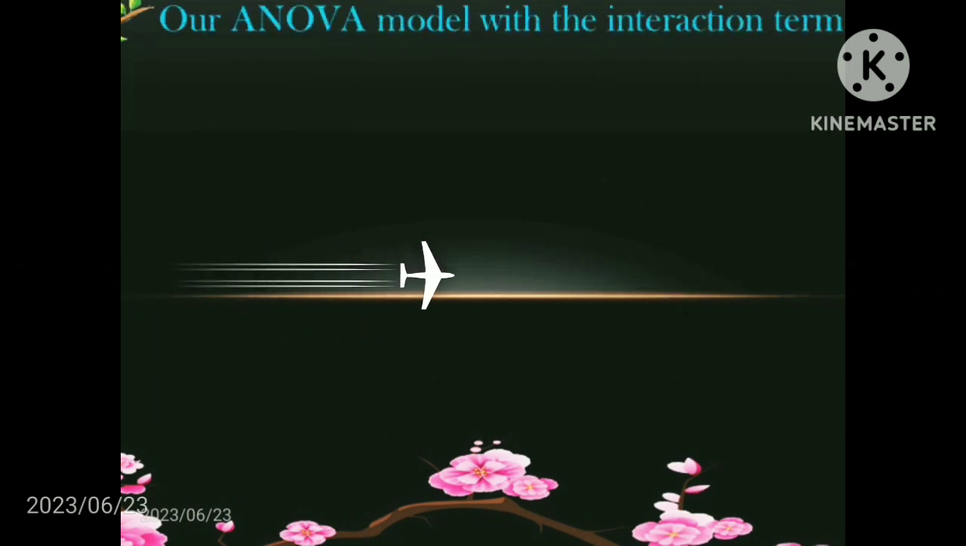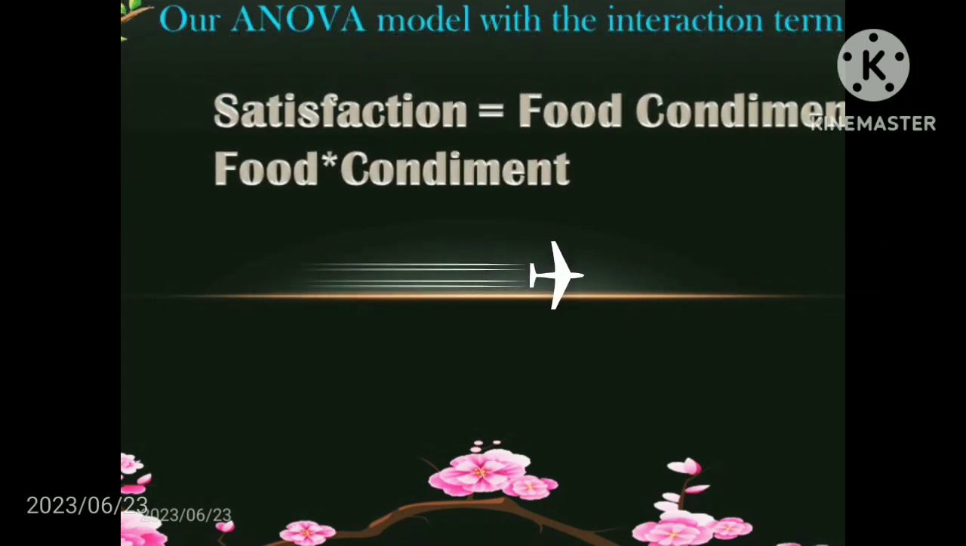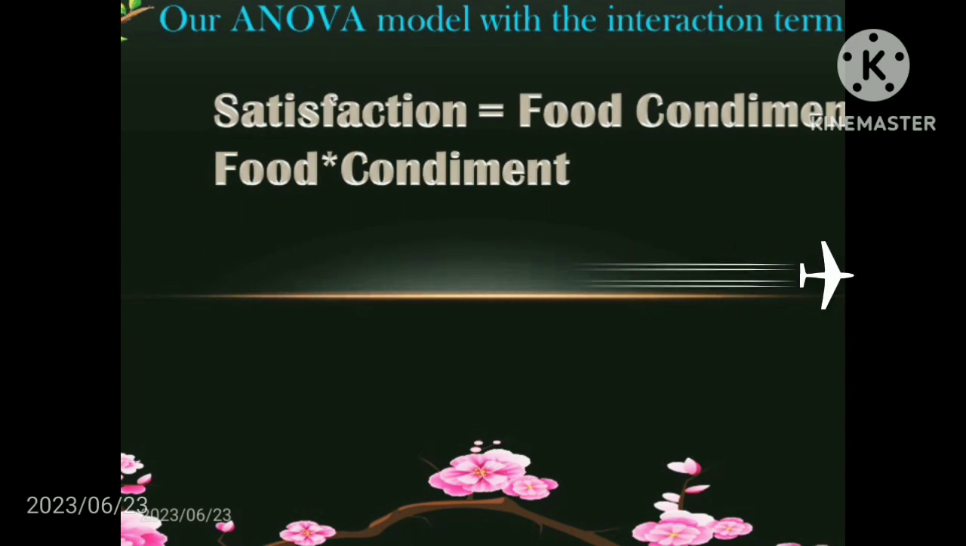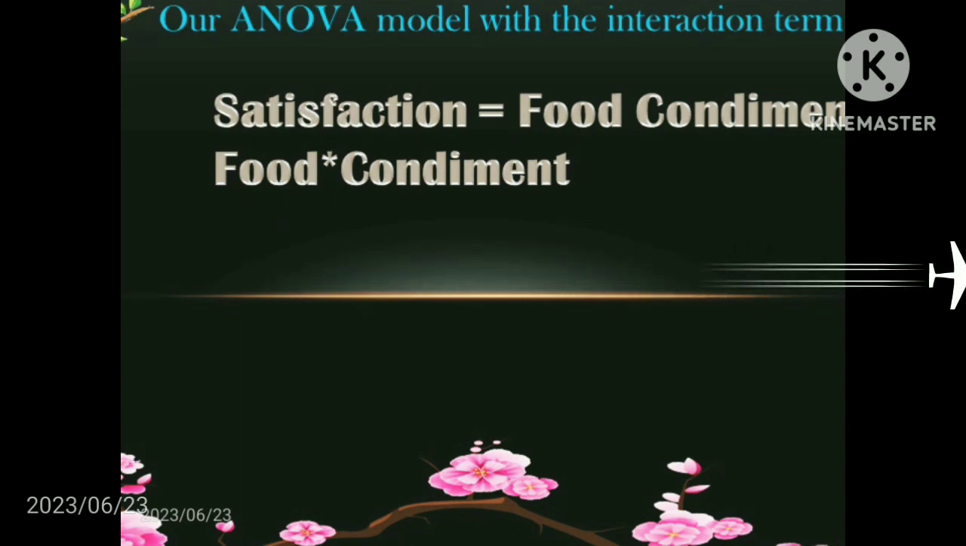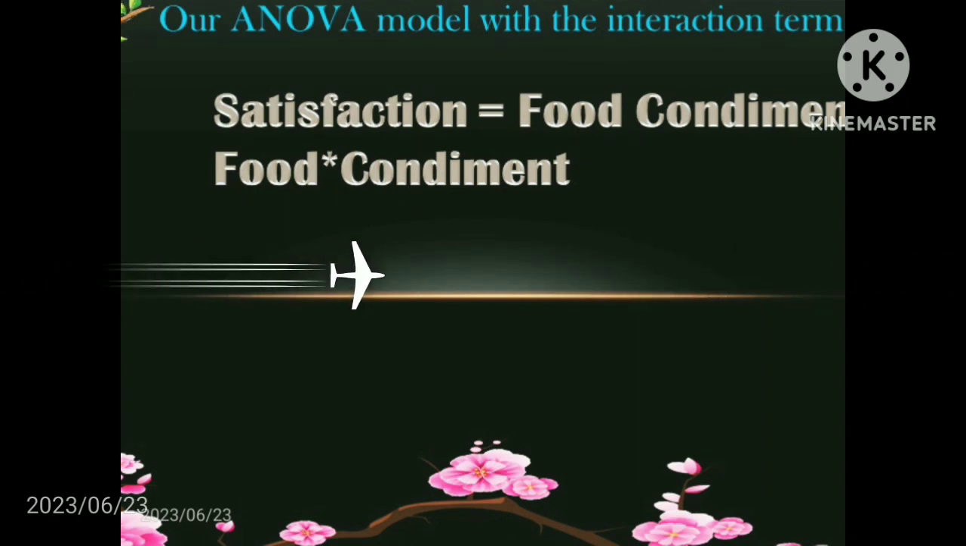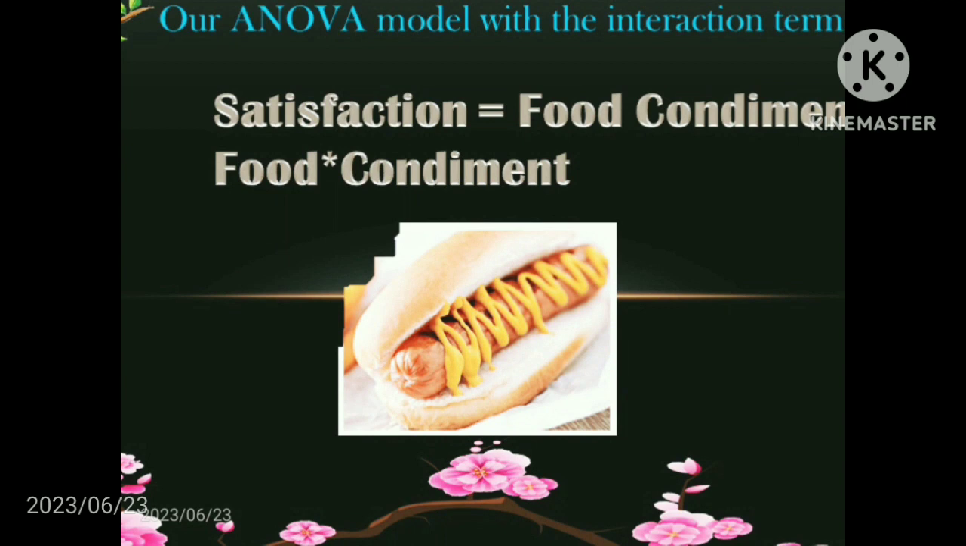Our ANOVA model with the interaction term is satisfaction equals food, condiment, and food times condiment. To keep things simple, we'll include only two foods: ice cream and hot dogs. And the two condiments are chocolate sauce and mustard in our analysis. This is a hot dog with mustard to illustrate interaction effects.